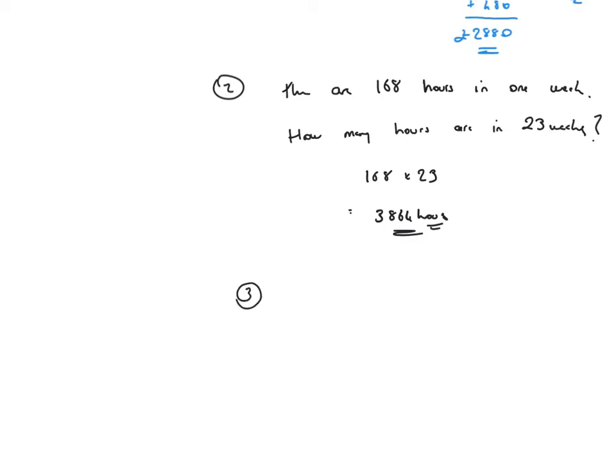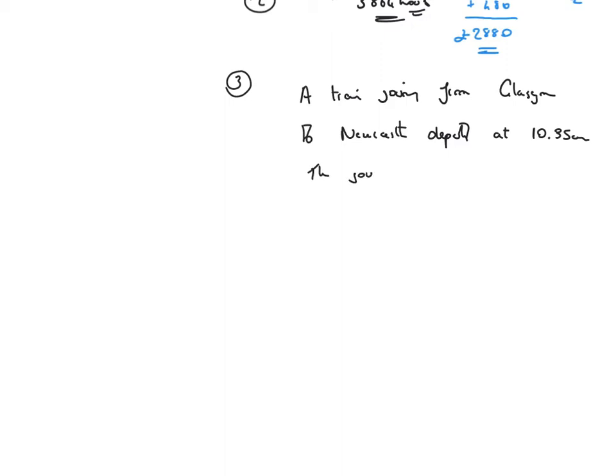Okay, let's try question 3. A train journey from Glasgow to Newcastle departs at 10:35 a.m. The journey takes 2 hours 50 minutes. Find the arrival time at Newcastle.